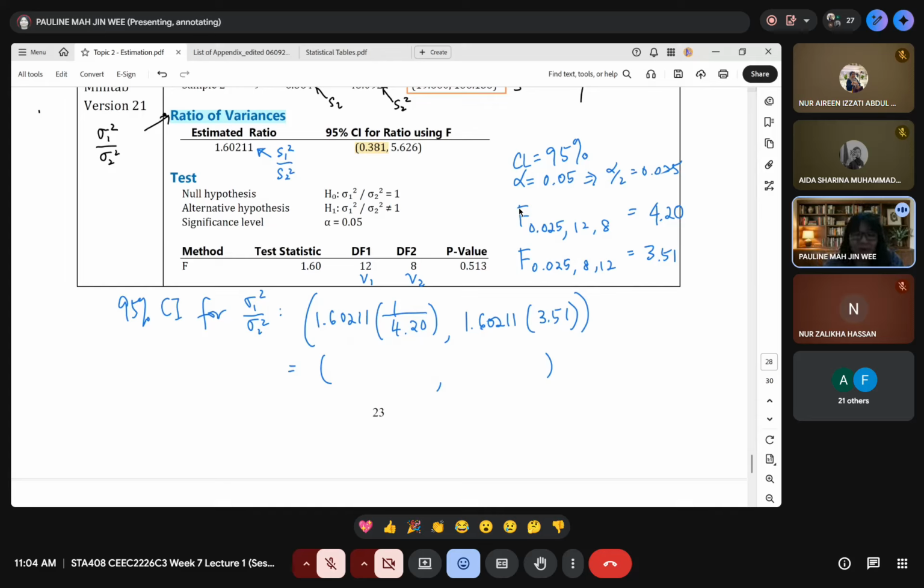We have 1.60211 divided by 4.2. Okay, I get 0.381. Okay, because we are going for 3 decimal places, right? According to the output, yeah? We're going to go for 3 decimal places according to the output because they ask you to show, right? This is the case. So meaning that I will write to 3 decimal places.